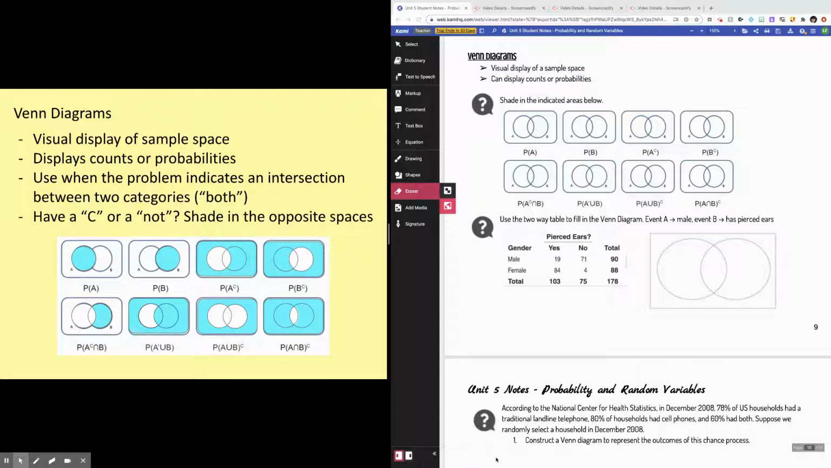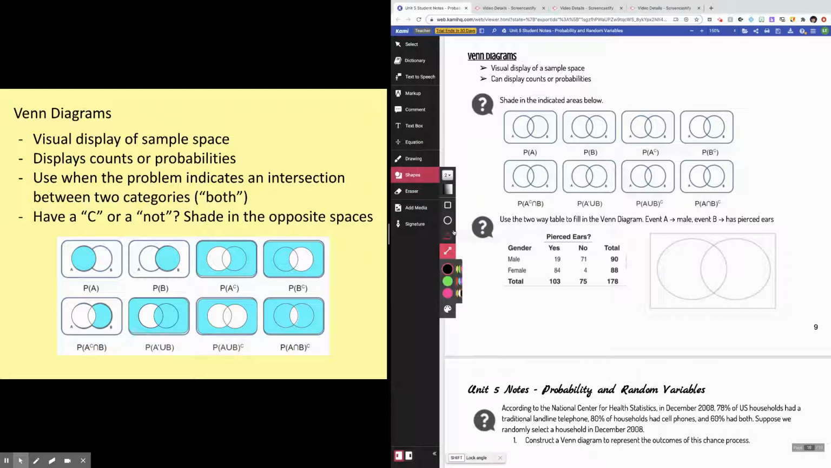Okay, you've probably seen Venn diagrams. I'm sure you've seen Venn diagrams before. It's just a visual way to display a sample space. They can display counts within the sections, or they can display probabilities within the individual sections. They're most useful when a problem indicates that you have an intersection, like an and probability, between two categories. You'll see the word both very often, right? And then if you see a C, a complement, or a not probability, that shows up in the opposite visual space than the original.